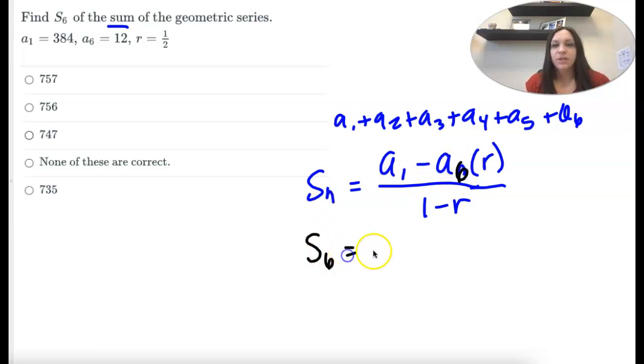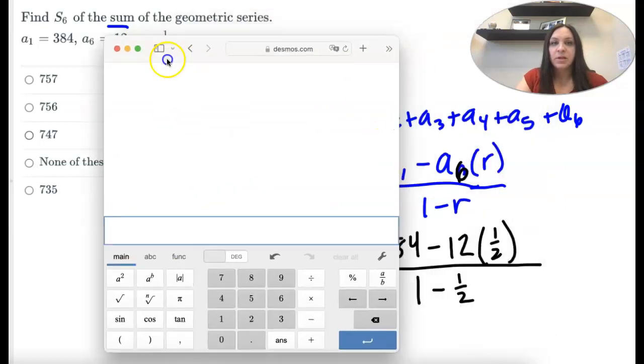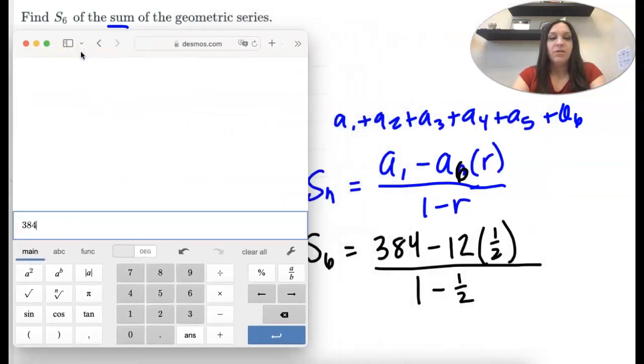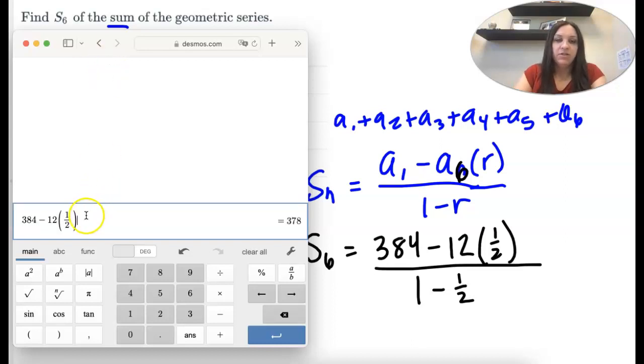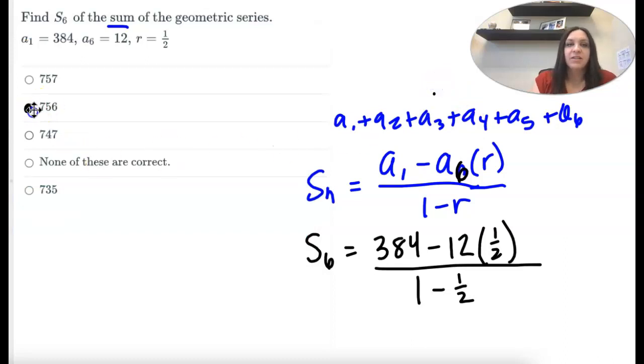So the first term is 384 minus the 6th term, which is 12, times r, which is 1/2, divided by 1 minus r, which is 1/2. And what that does is it finds the sum. So then you would just type it in, 384 minus 12, times 1/2. That's your numerator. So I'm going to highlight and divide by 1 minus 1/2. So the sum of the first 6 terms is 756.